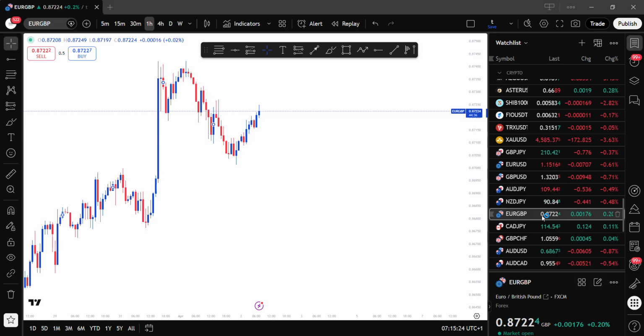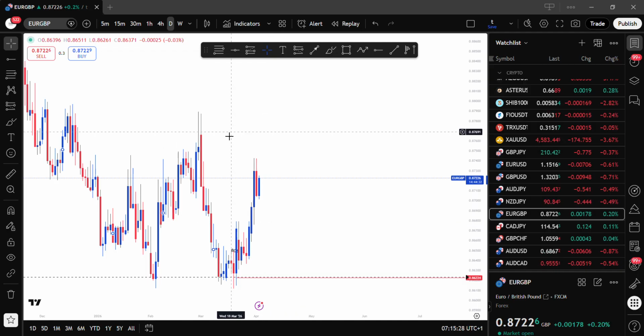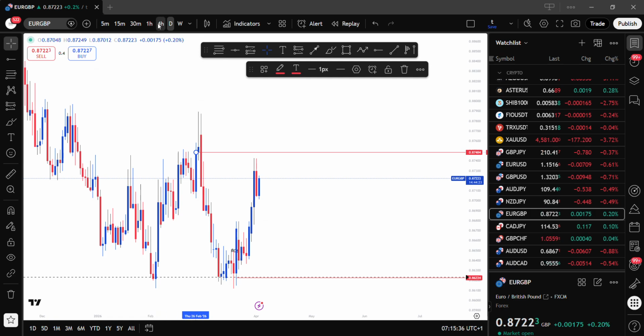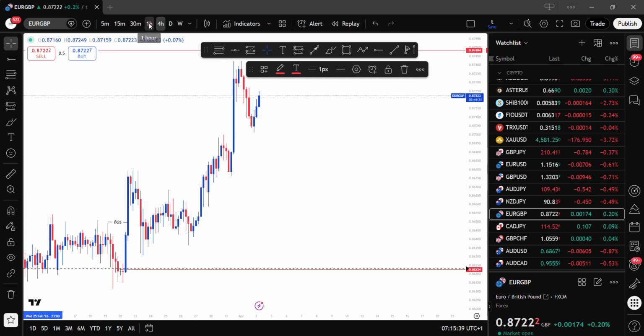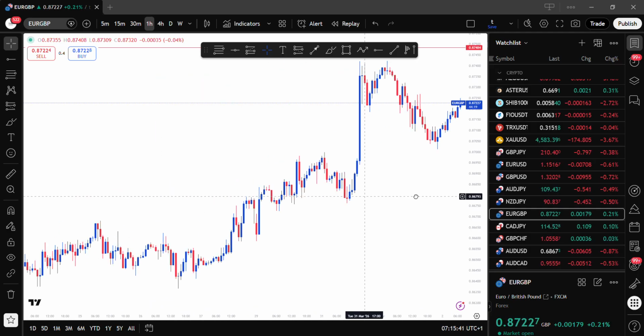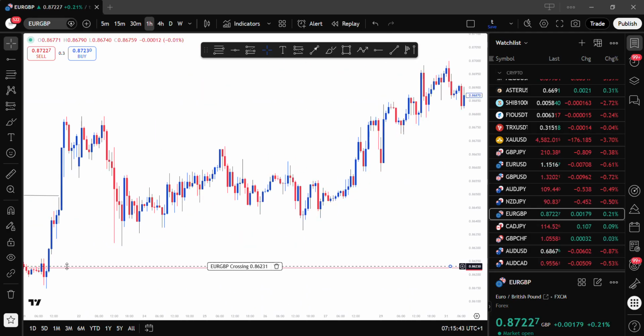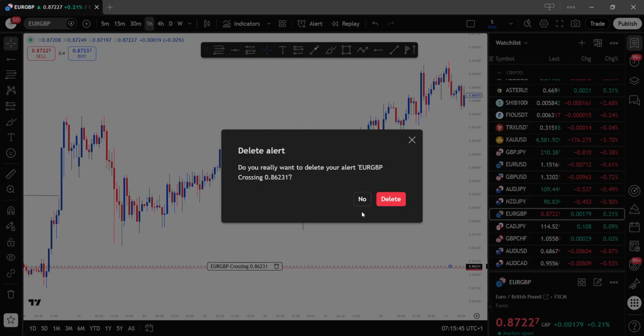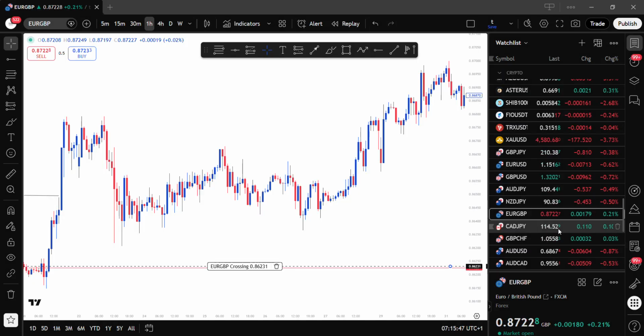Now on EUR GBP, if you check the daily time frame, you can see the market has been buying the whole time. It's most likely going to stop at this point. If it stops at this point and makes a reversal, then we can look for a sell entry, but there's none for now. So let's just keep waiting and see what happens. Let me take out this alarm I set on it. I guess I was waiting for a trade there before.